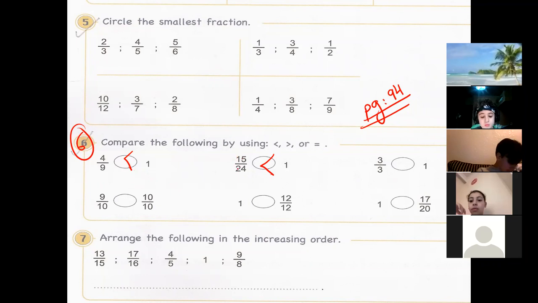Amal, 15 is less than 24, so the fraction is less than 1. We compare the numerator with the denominator, not with 1. Yes. Teacher, I can make. Teacher, please don't say "can I make." I will choose it from my list.